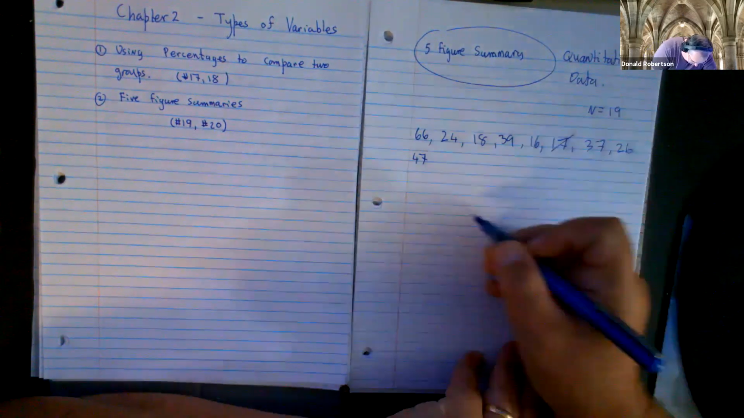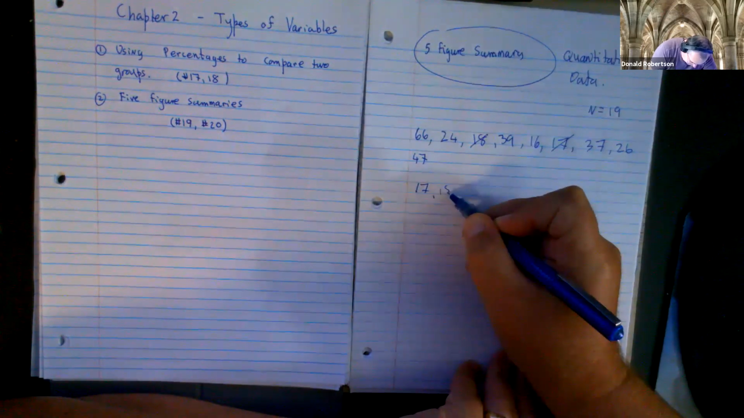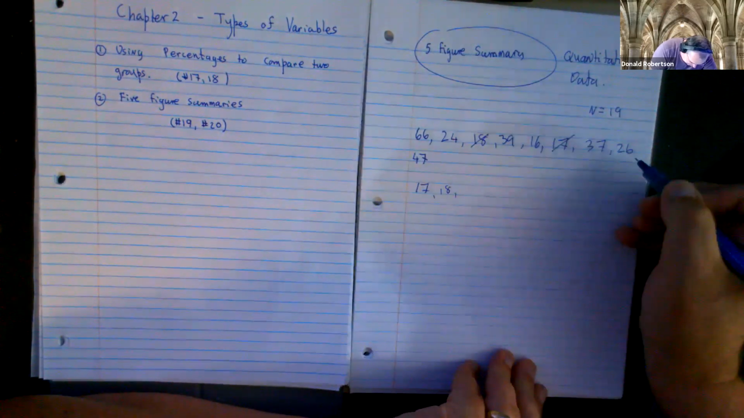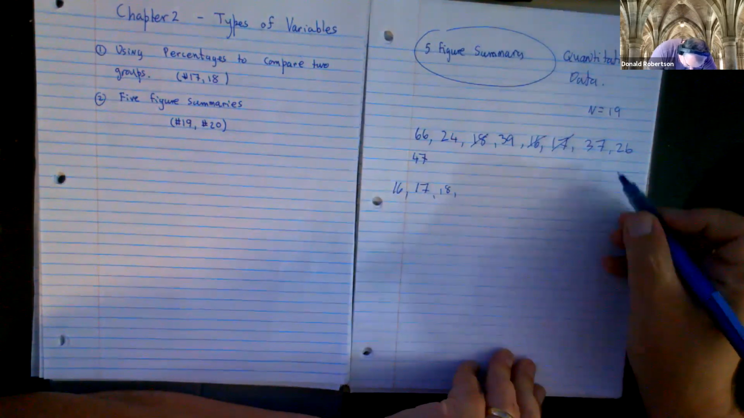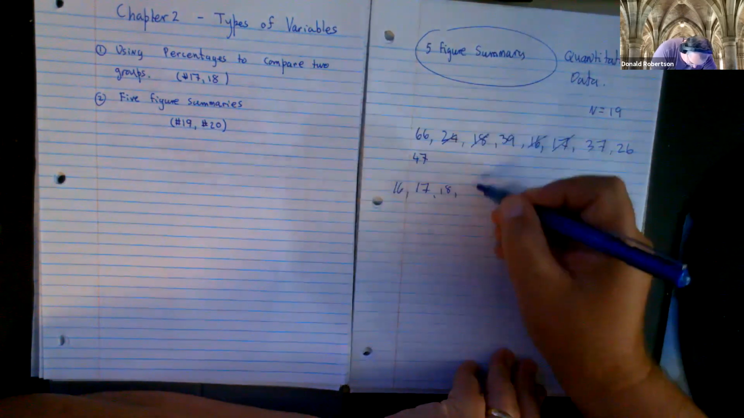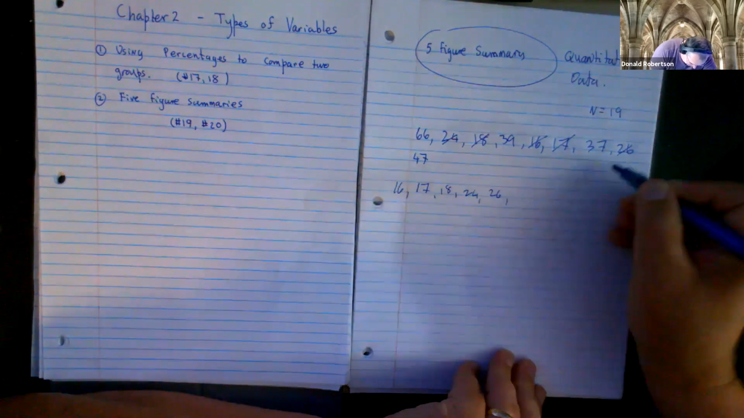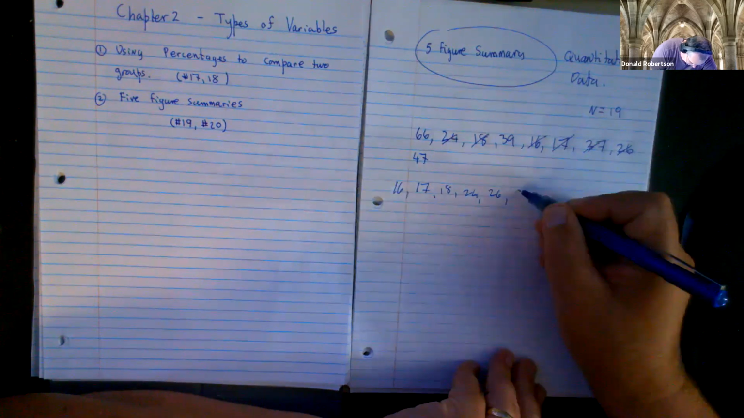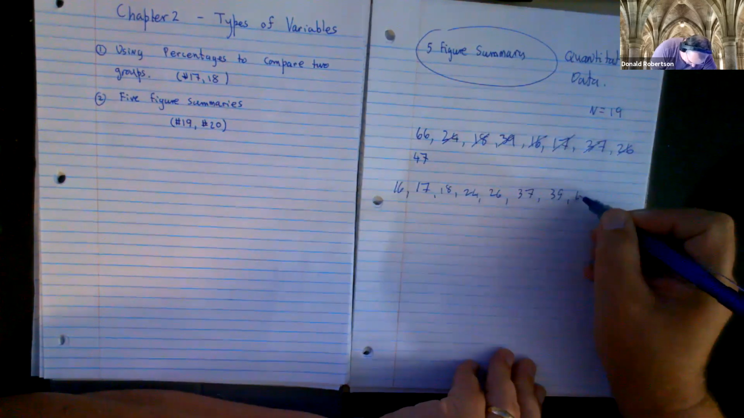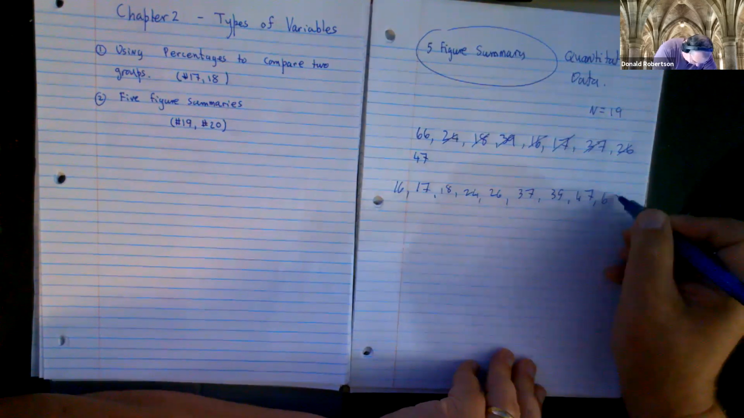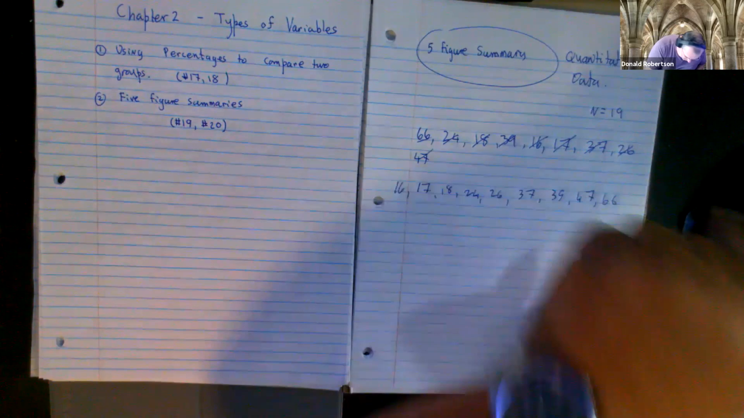So I've got a 16, then I've got a 17, then an 18. What's the 20s look like? I got a 24. I got a 26. Got a 37. 39. I got a 47 and a 66. 1, 2, 3, 4, 5, 6, 7, 8, 9. Perfect.